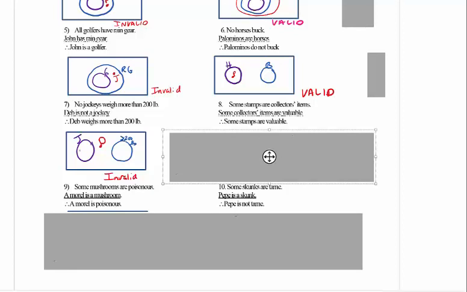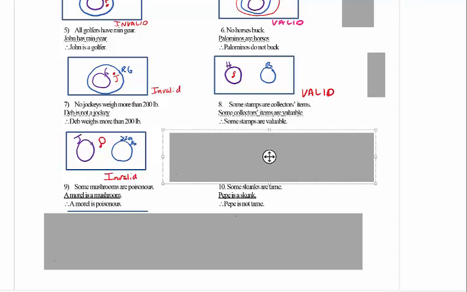So again, no jockeys weigh more than 200 pounds. I have a choice for putting Deb anywhere, but I don't want Deb inside. I can put Deb anywhere, but I cannot put Deb in this circle here. So I could put Deb in the greater than 200 or here. I don't want her to weigh more, so I put Deb in the in-between spot.